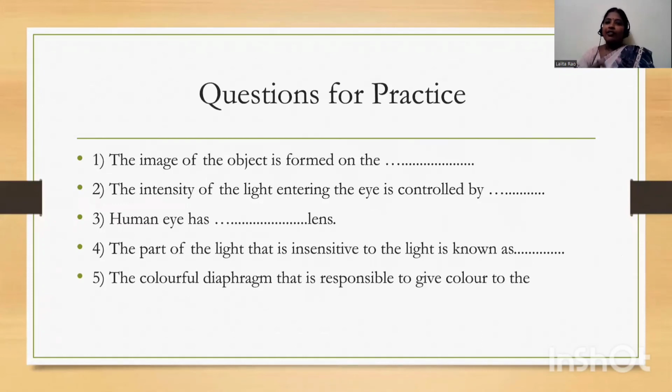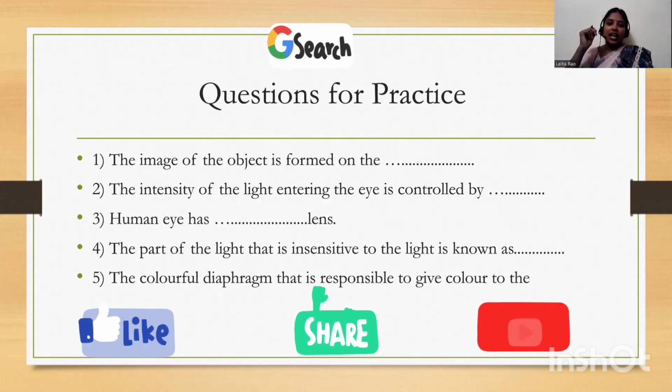So now I want you all to go through some practice questions, and yes, don't forget to comment the answers of these questions in the comment section. The first question is, where is the image of the object formed? What is that part called? I hope you all might be knowing this answer. So yes, I want the answers to be written in the comment section.